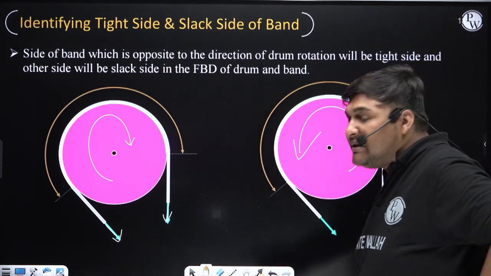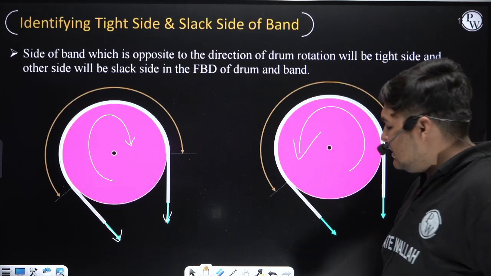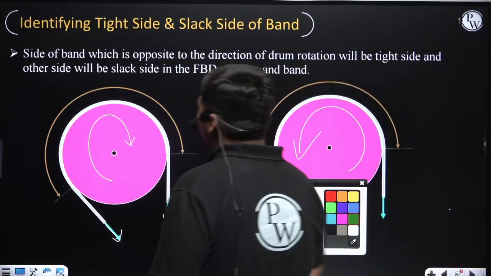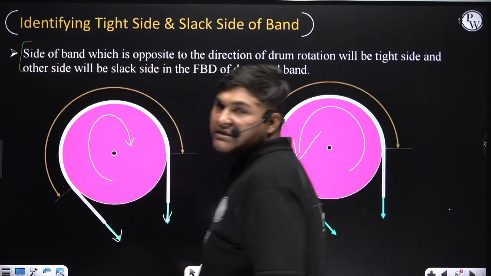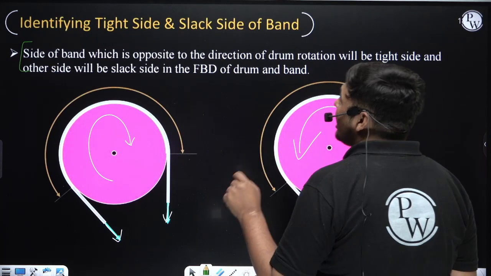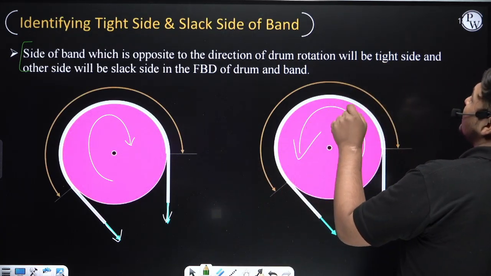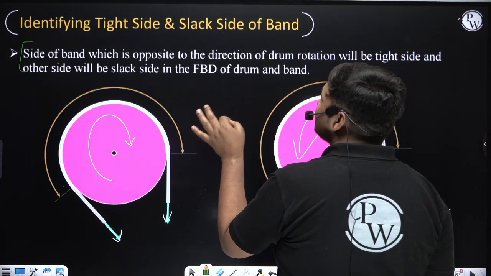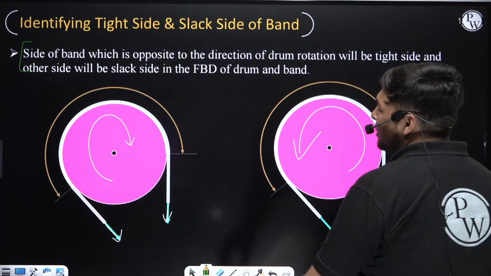Now which side will be the tight side and which side will be the slack side? To find the tight side and slack side, the method is written here. First read this line, then I will explain. Okay. The side of the band which is opposite to the direction of rotation of the drum will be the tight side, and the other side will be the slack side, in the combined FBD of drum and band.